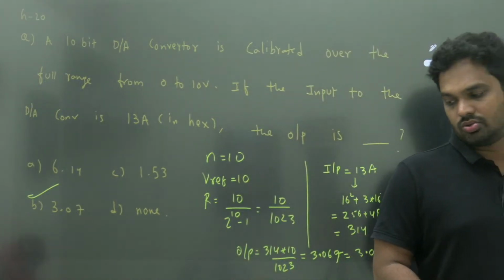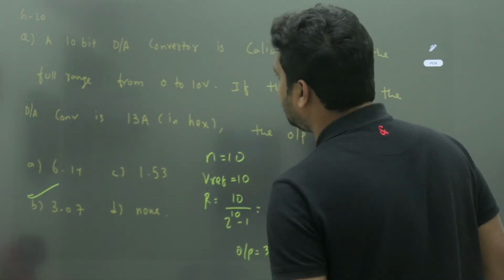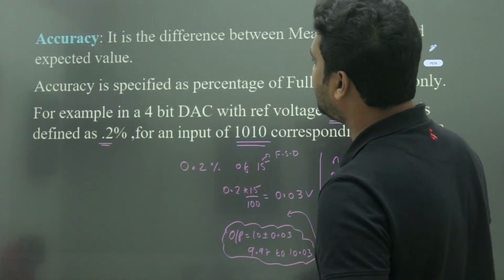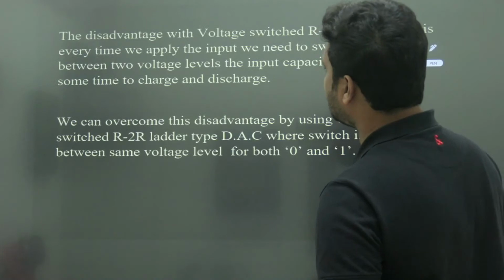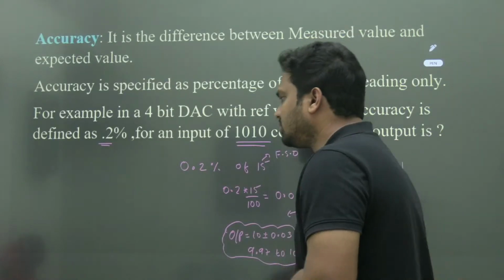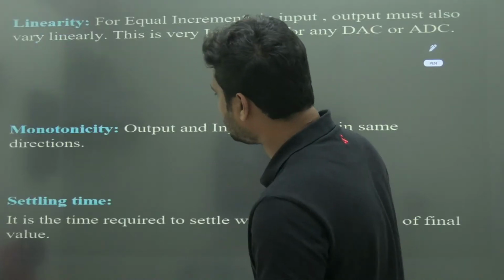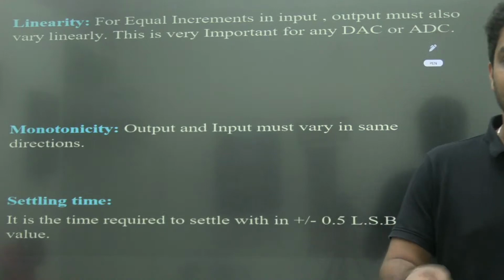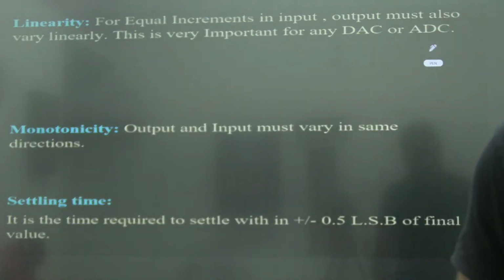Now we will start the data converters. The first one we are going to discuss is the weighted resistor type DAC. Then we will discuss the R2R type DAC, then R2R type voltage switched and current switched. Those things we will be discussing. Then we will do the necessary problems, which will finish the DAC part. Then we will go for the ADC.